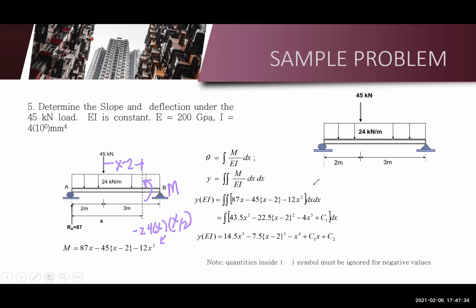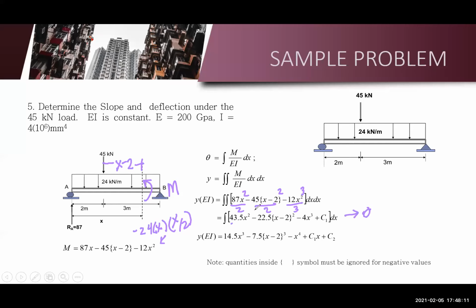And then, again, we will double integrate. Copy the moment equation: 87X minus 45 times X minus 2 minus 12X squared. Integrate first: X squared over 2, so it was halved; 45 times X minus 2, over 2; then 12X squared becomes X cubed over 3. So, if you notice, we have divided by 2 and by 3. Here it is. Then, after that, integrate again. This is your slope again. This is your slope.